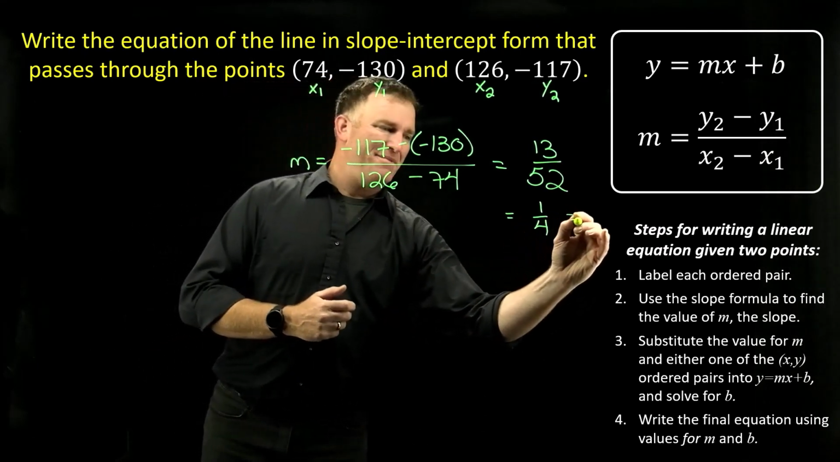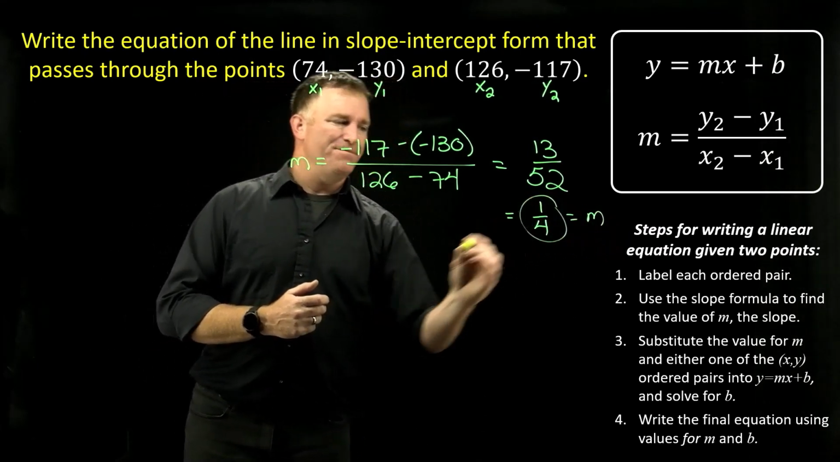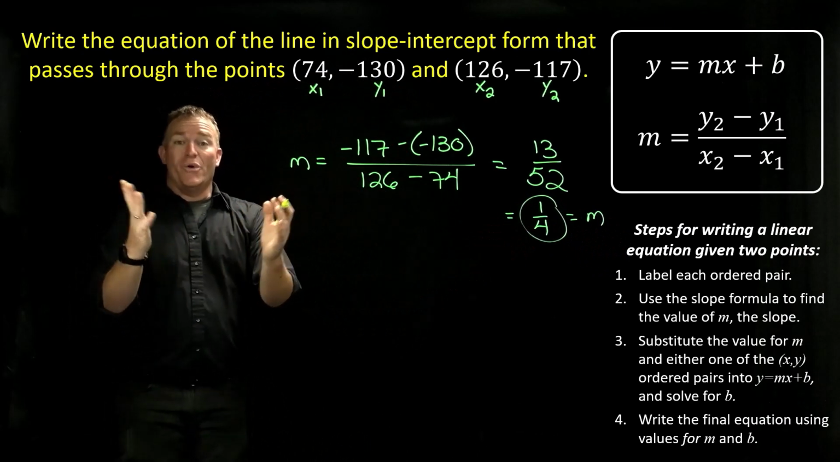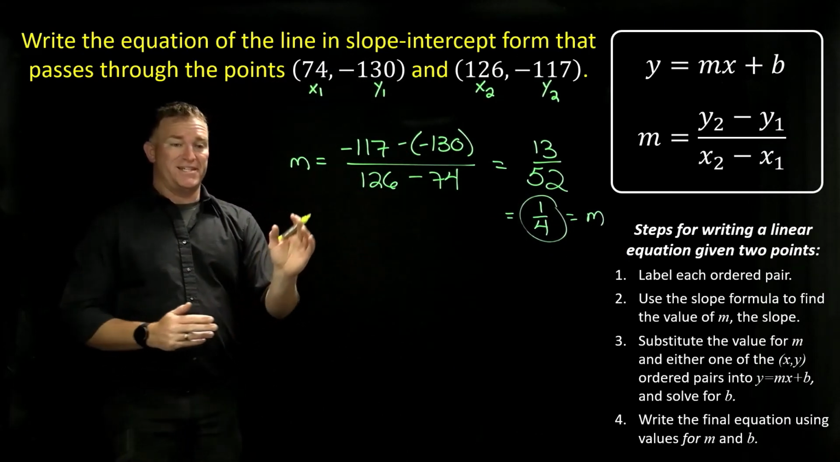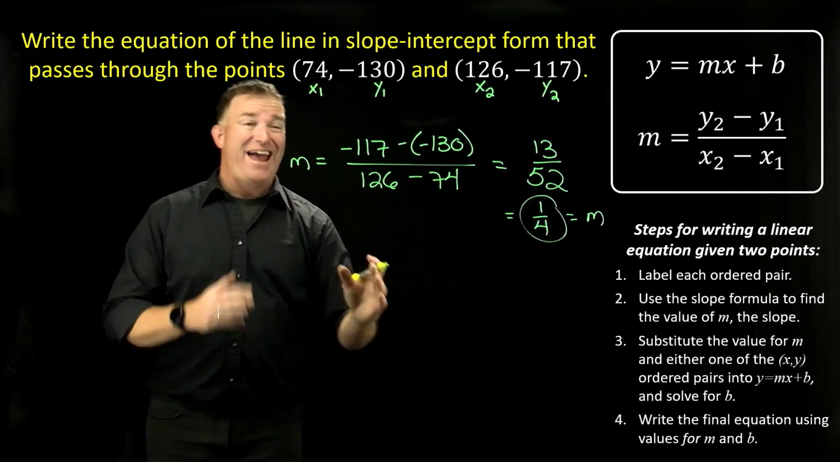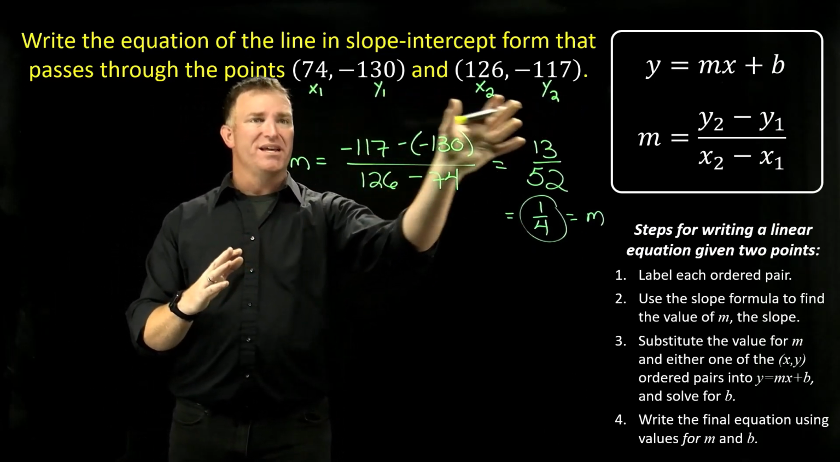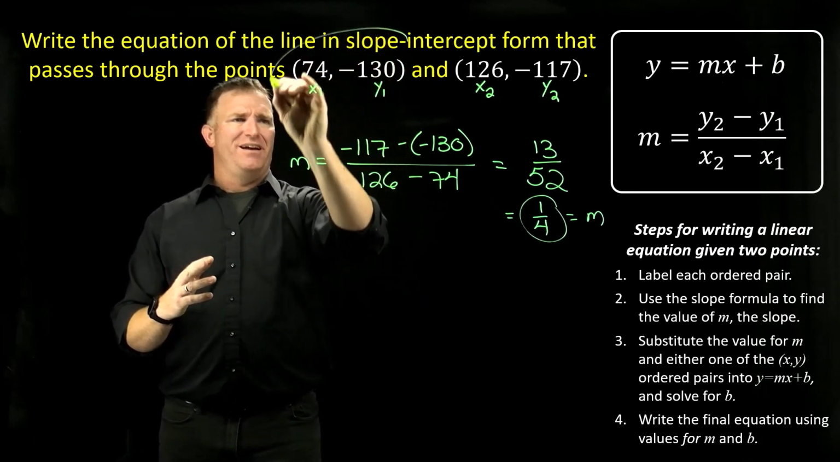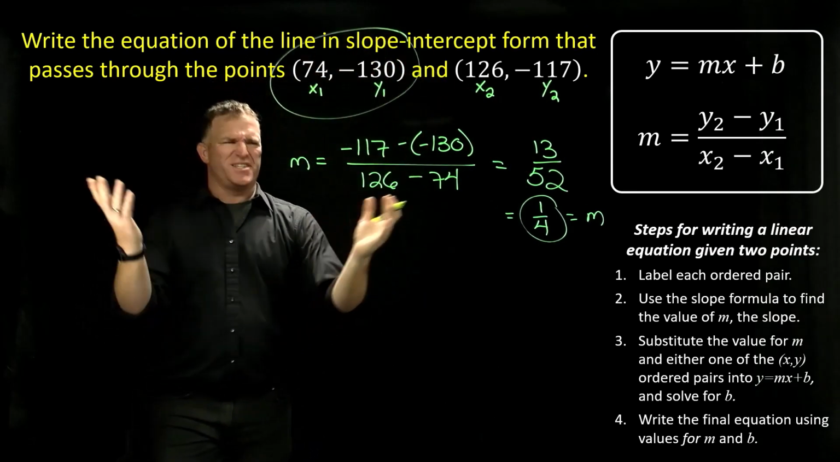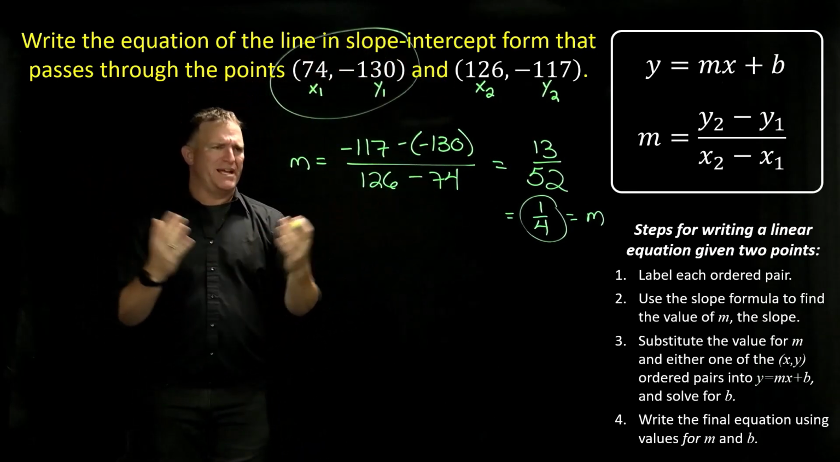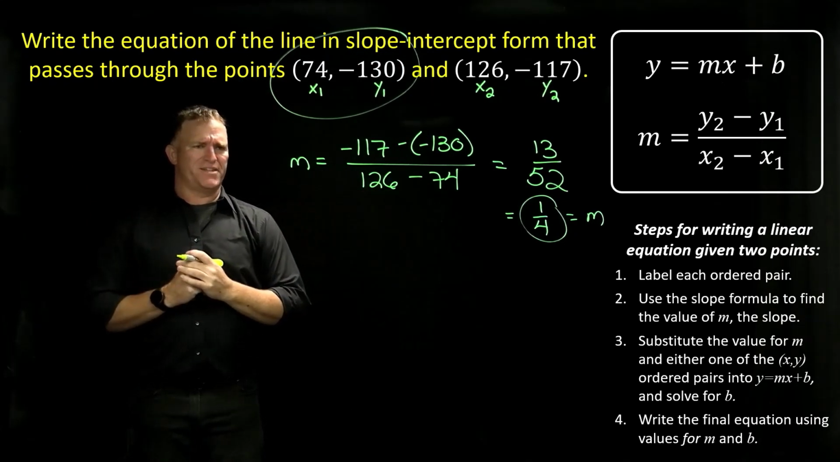I'll just write m here again to keep that straight. What do we do now? We go on to step number 3. We're supposed to substitute that value for m and one of our 2 points. Again, it doesn't matter which one we choose. I'm going to choose our first point here. Just looks a little nicer to me to use, but either point would work and give us the right final answer for this.